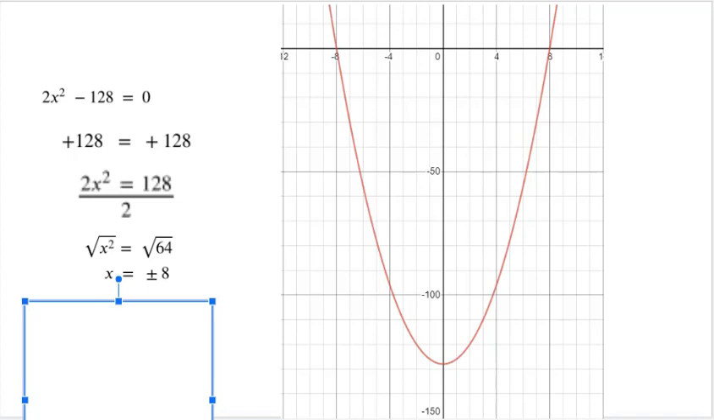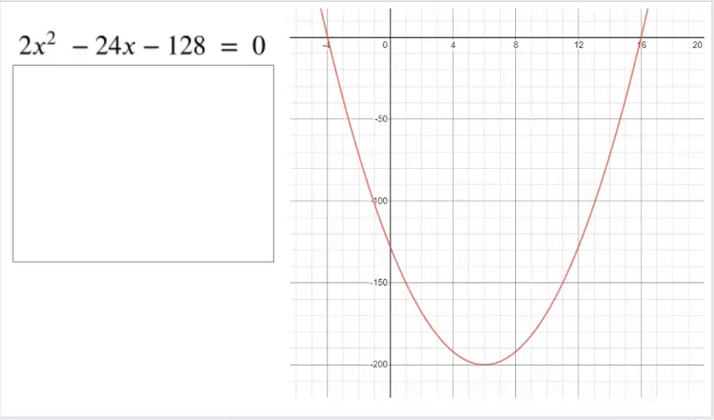All right, then they changed things up and said, hey, b doesn't always have to be 0. What happens when b is not 0? Notice this is almost the same problem, but now we have a b. So what do I do? I can't just add 128 to both sides and take the square root of both sides like I did before, or divide by 2, right? And then take the square root.